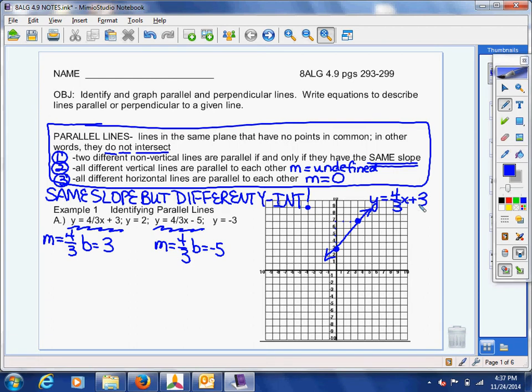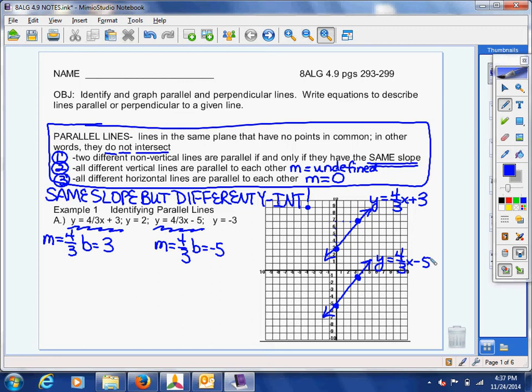And then I'm going to do it again for -5. And I just wanted to show you, start here at -5. 1, 2, 3, 4. 1, 2, 3. Here it is. I just wanted to show you that they're going to lean the same way. And if I extend them either direction, they're never going to crisscross. They're going to stay infinitely the same distance apart. So these are parallel lines.